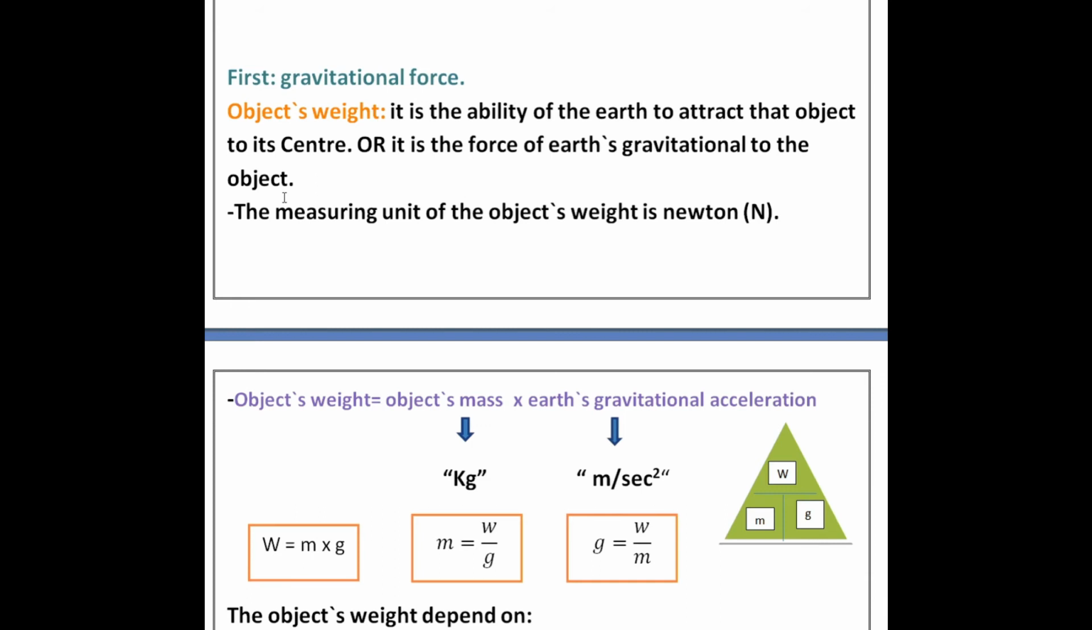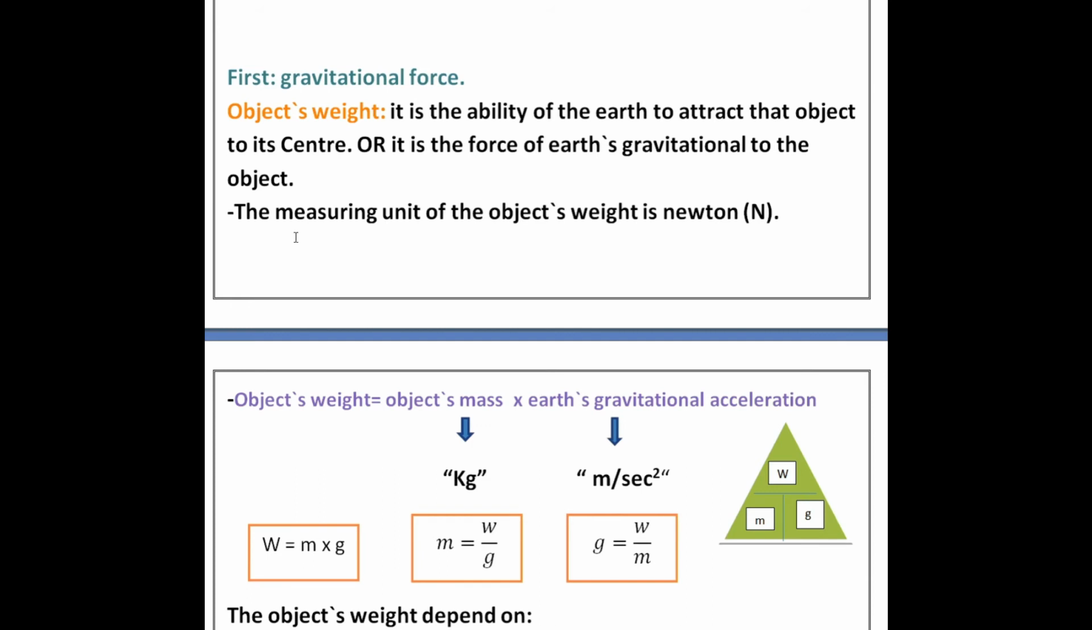Let's go to the measuring unit of the object's weight. What is the measuring unit of the weight? From the definition, the weight is a force, and I said that the measuring unit of any force is Newton. So the measuring unit of the weight is Newton.